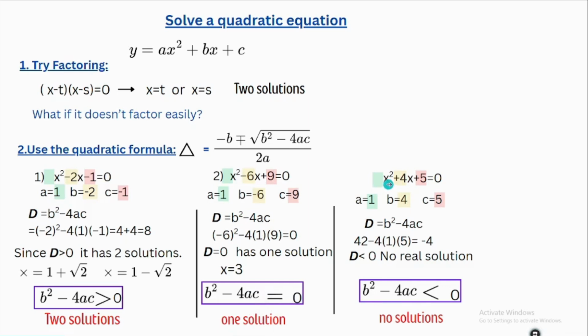The third case: another quadratic equation. We will find a, b, and c, and then the discriminant. We find the discriminant is negative. After substitution, the discriminant is negative. So when the discriminant is negative, we have no real solution. This is very important. If the discriminant is greater than 0, we have two solutions. If the discriminant equals 0, we have one solution. If the discriminant is less than 0, we have no solution.